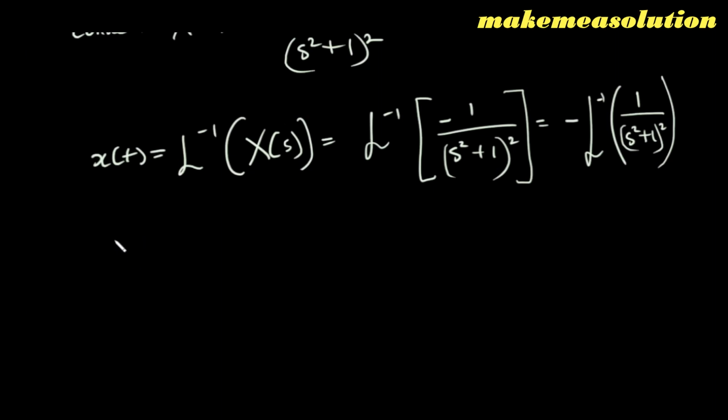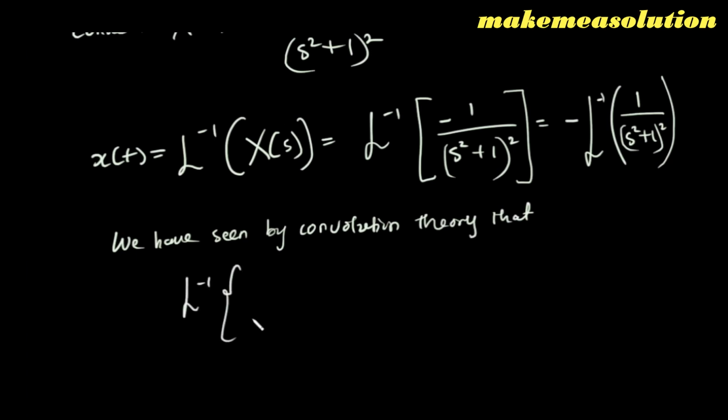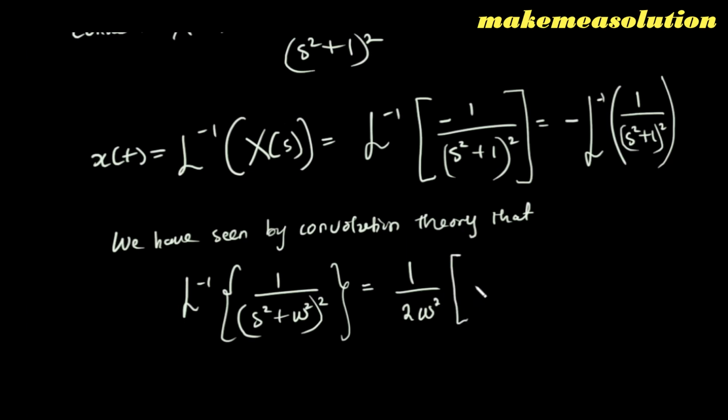So, okay, we have seen by convolution theory that the inverse Laplace transform of a general form like this, s squared plus omega squared all squared, translates to 1 all over 2 omega squared, and you now have a sine omega t all over omega and minus t cos omega t. Okay, so we have seen by convolution theory.